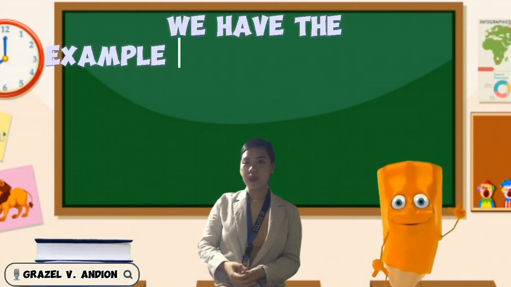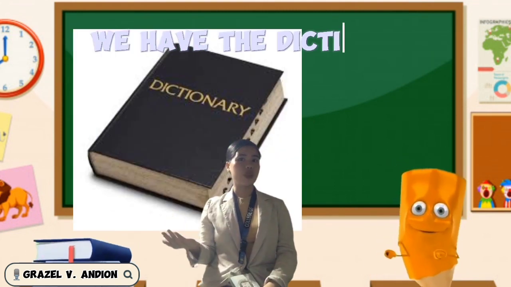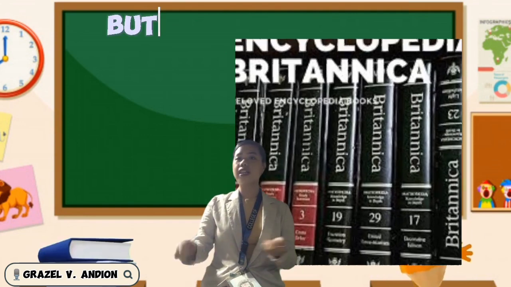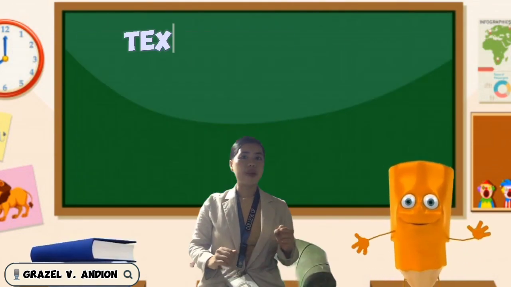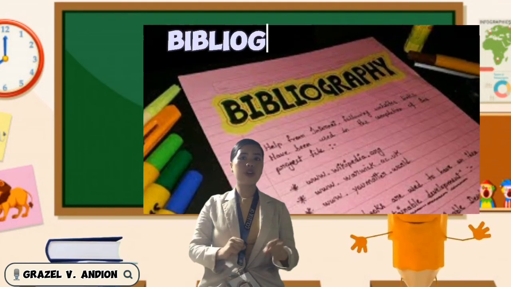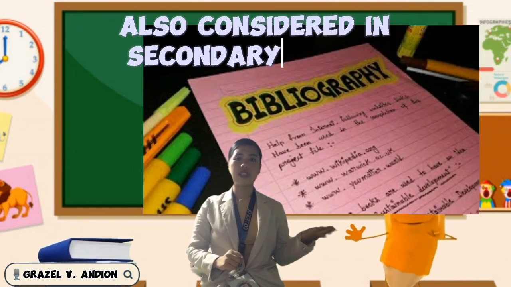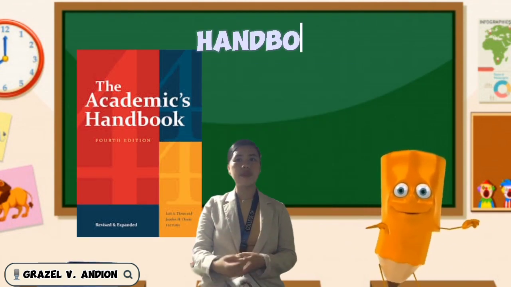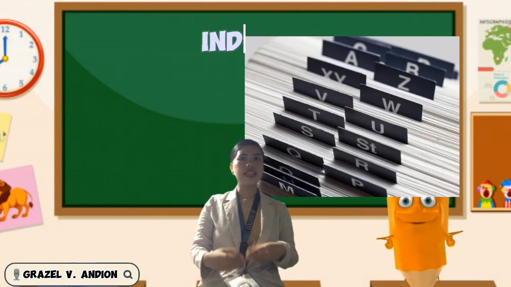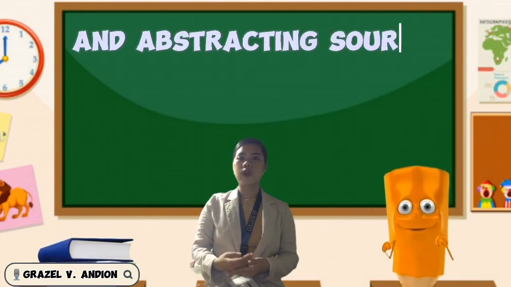We have the example of tertiary sources. We have the dictionaries, encyclopedia, but it also includes in secondary sources, almanacs, fact books, Wikipedia, bibliography, also considered a secondary source, directories, guidebooks, manuals, handbooks, and textbooks, indexing and abstracting sources.